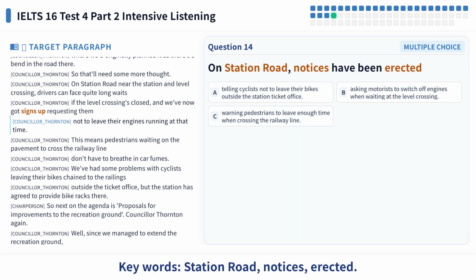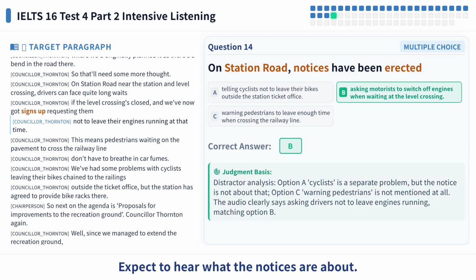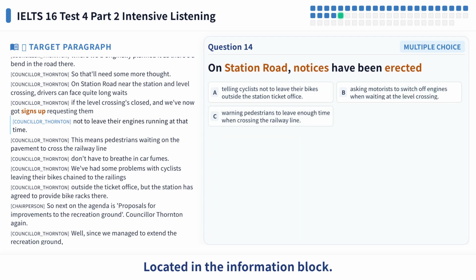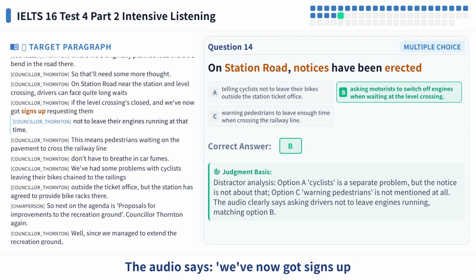Keywords: Station Road, notices, erected. Expect to hear what the notices are about. Located in the information block. The audio says, we've now got signs up requesting them not to leave their engines running at that time. The signal phrase, signs up requesting, is followed by the notice content.